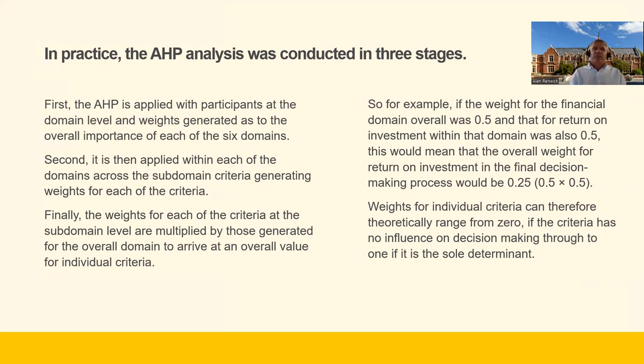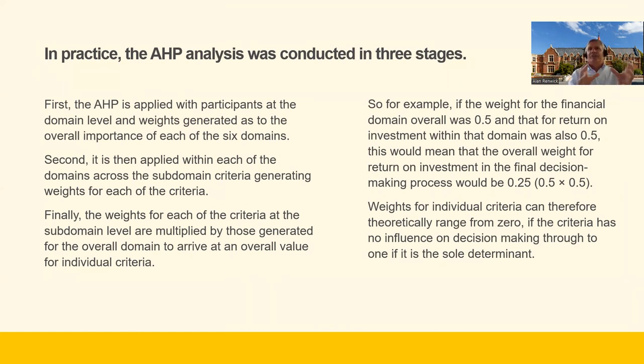Then what we do is apply the same analysis within each of the criteria. So within financial, we would go through and compare how important the level of capital investment required is against the return on investment. How important, for example, is the return on investment against the payback period? And again, you will generate weights to highlight that. Then within that overall domain, you know how much weight they're giving to those particular sub-criteria, sub-domains, okay? And then the final stage is to weight the criteria at those subdomain levels by the overall weight that you've given to financial, okay?